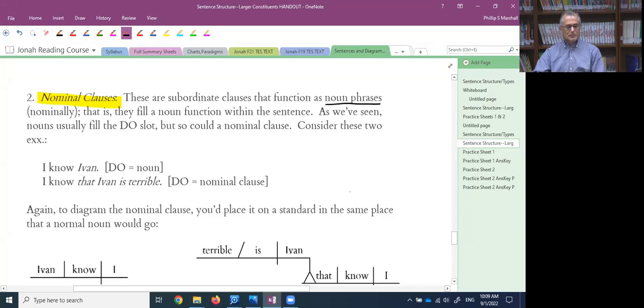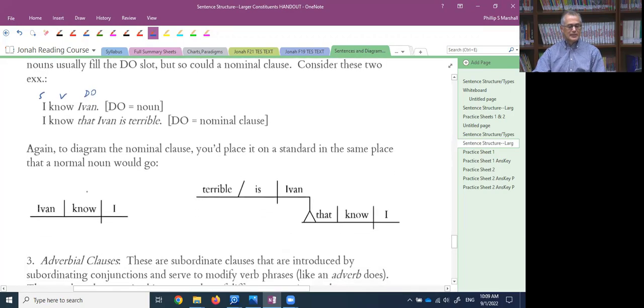All right? So nouns are usually direct objects. And a nominal clause could be a direct object as well. So our example here, I know Ivan. I is the subject, know is the verb, Ivan is my direct object, right? And that direct object is a noun. So in my sentence diagram, I've got it laid out where Ivan's the direct object. He fills that direct object slot.